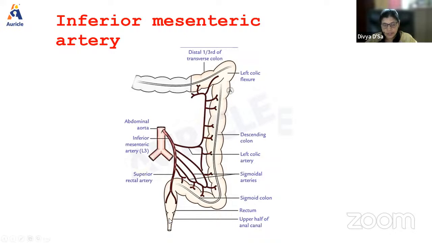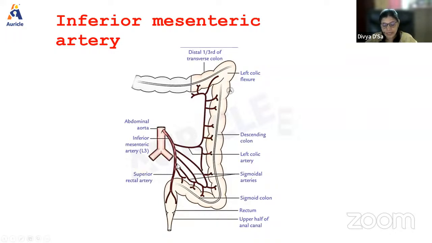So on reaching this, it continues as the superior rectal artery, which will run along the descending limb of the root of the sigmoid colon. On reaching the rectosigmoid junction, the superior rectal artery will divide into 2 lateral branches, forming an arterial plexus there.